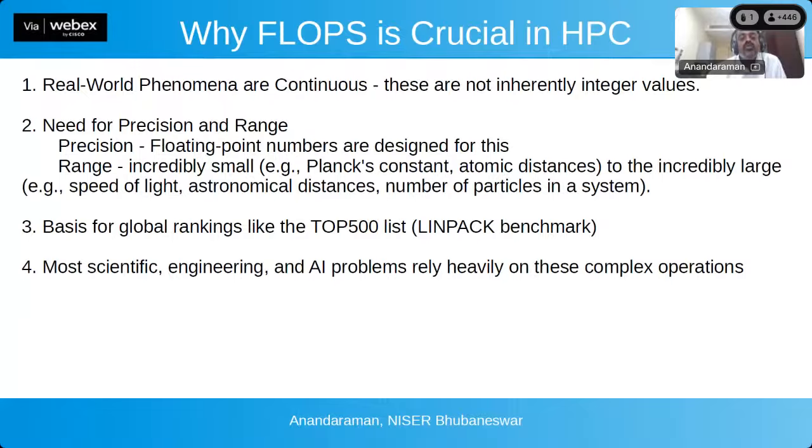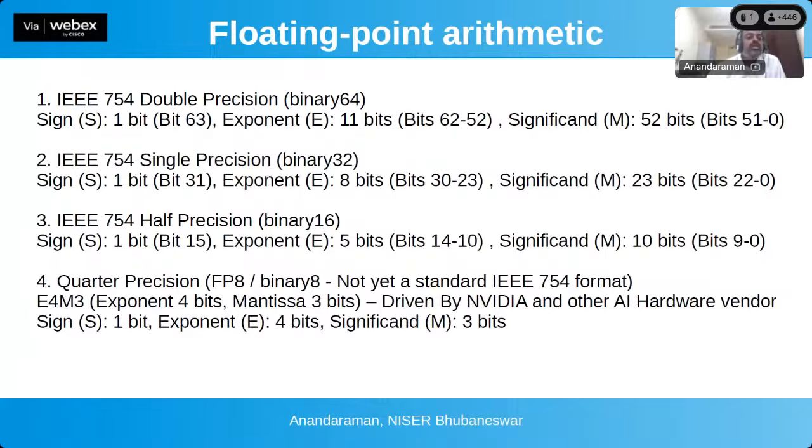So we need to know how floating point operations per second is calculated. Floating point has different formats: double precision, single precision, half precision, quarter precision. For example, if you need 64 bits to represent one floating point number, it is called double precision. If you represent the same number with 32 bits, it is single precision. With 16 bits, it is half precision. With 8 bits, it is quarter precision.